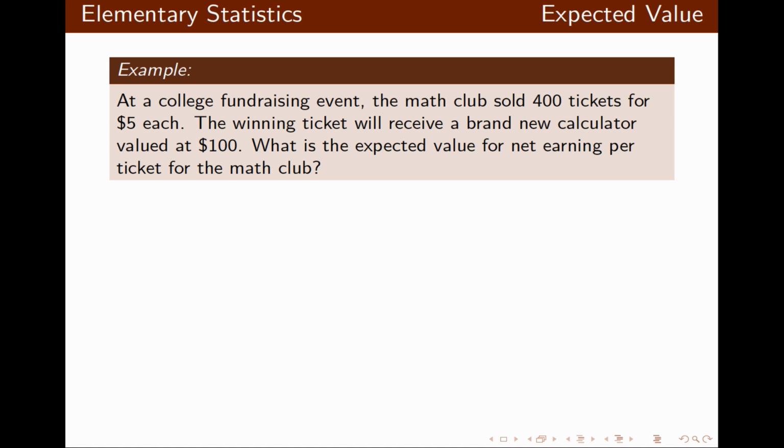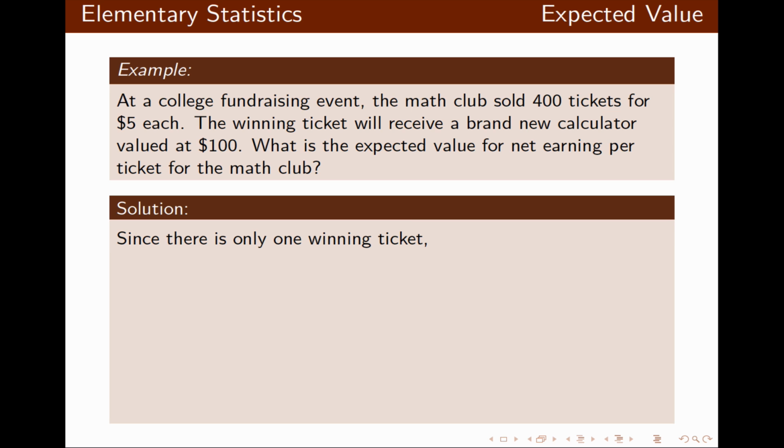At a college fundraising event, the math club sold 400 tickets for $5 each. The winning ticket will receive a brand new calculator valued at $100. What's the expected value for net earning per ticket for the math club? There is only one winning ticket. So probability of winning is 1 over 400 because there were 400 tickets sold. And probability of not winning will be 399 over 400.